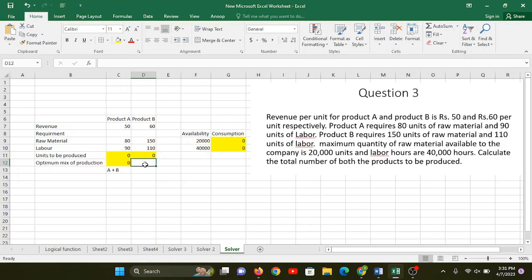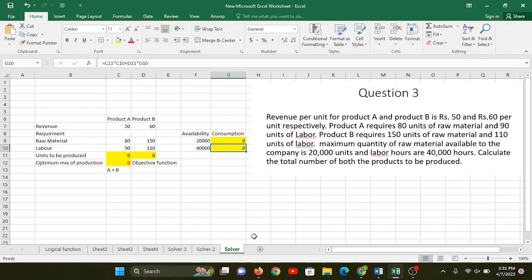So this is your objective function. In Solver, first you have to start with your objective function. The objective function is to maximize your revenue. This cell has a formula which is used for computing your revenue, and this is your objective function. These are your two constraints.